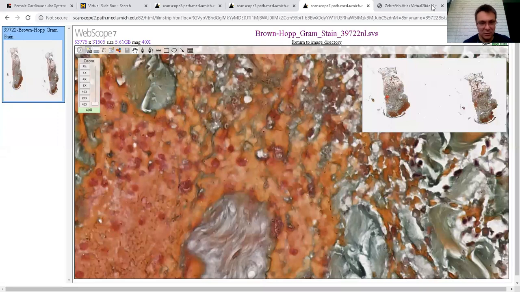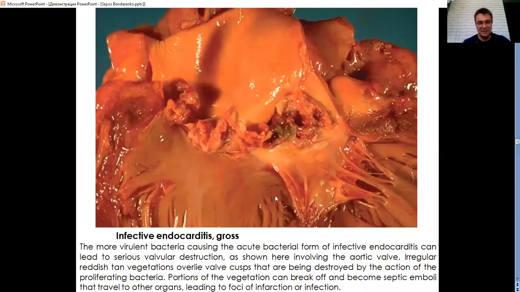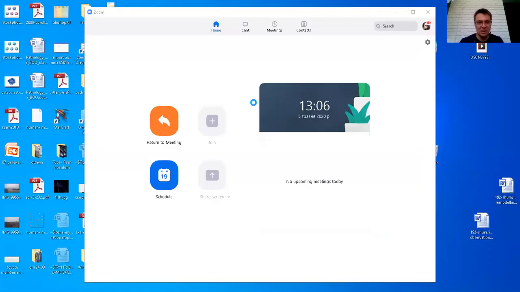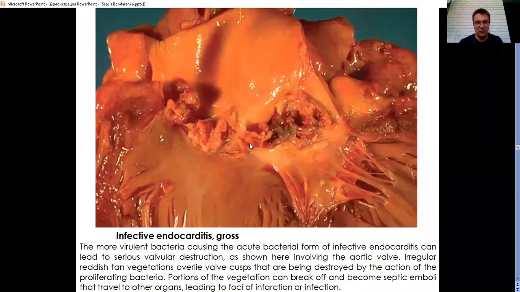I go back to our presentation. So I just want to continue this lecture because still some clinical cases are awaiting for you. Okay, gross image, we already passed it. It just requires some time to turn to the next slide. It was pausing a bit.